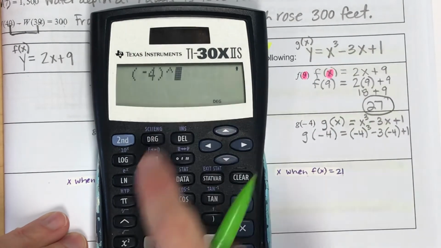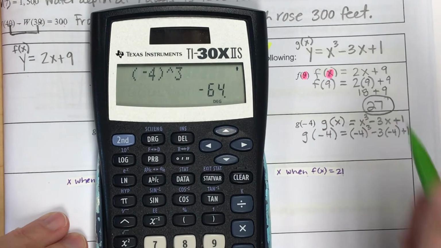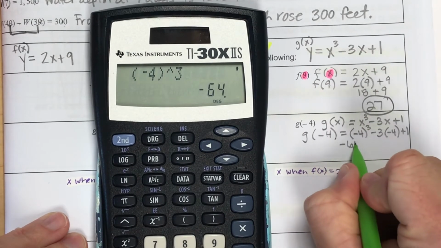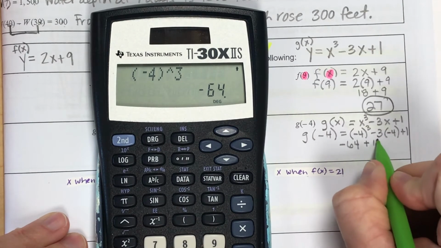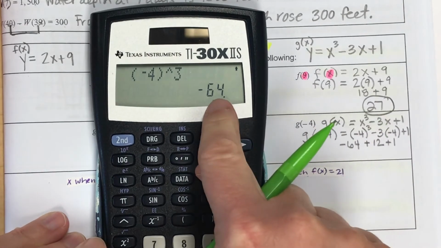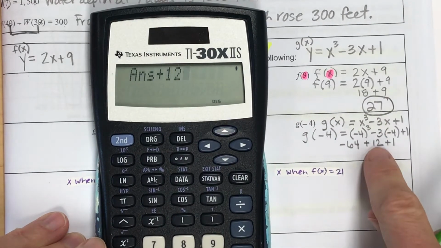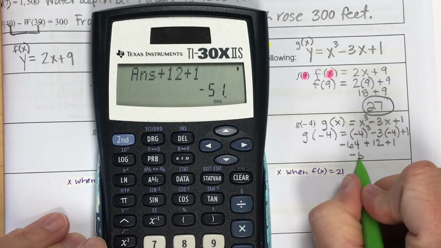I'm going to take the number -4 and I'm going to raise it to the 3rd power. And that number is negative 64. Now negative 3 times negative 4 is going to be plus 12 here, and then plus 1 more. So negative 64 plus 12 and plus 1 more would be a total of negative 51.